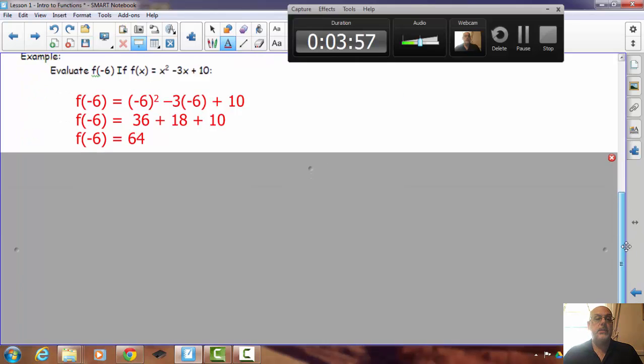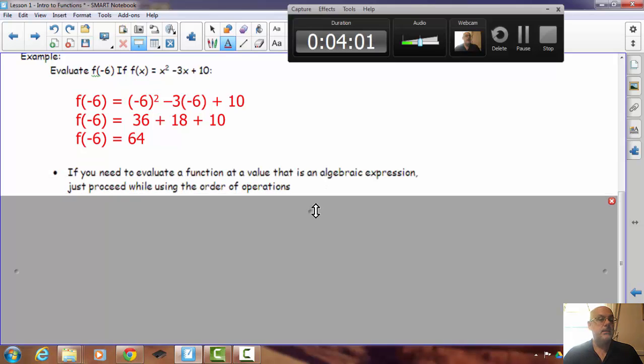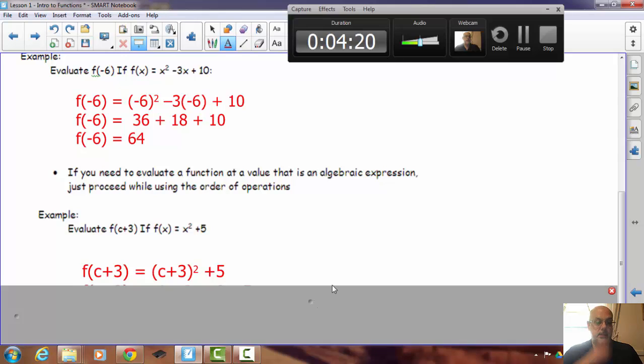There are times where we need to evaluate a function for a value that is not a number, but it's an algebraic expression. We do the same thing. So if we were to evaluate f of c plus 3 in the function f of x equals x squared plus 5, the c plus 3 goes where the x is. So the first step would look like this.